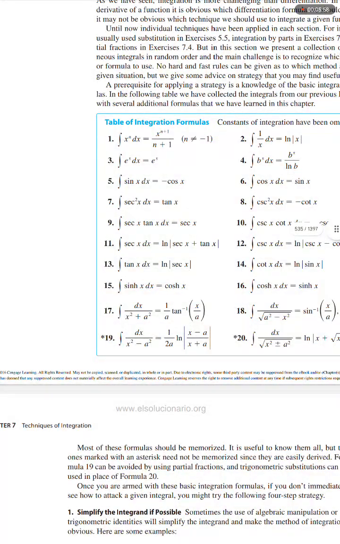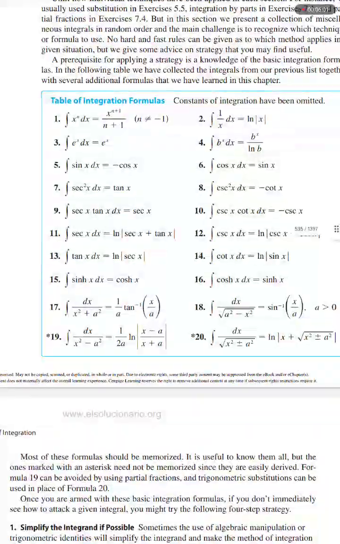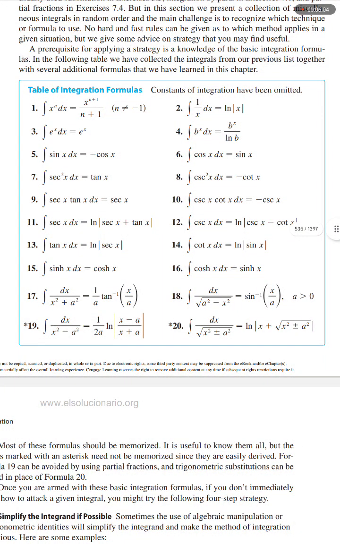Number 19, the integral of dx over x squared minus a squared equals 1 over 2a times the natural log of the absolute value of x minus a over x plus a. Number 20, the integral of dx over the square root of x squared plus or minus a squared equals the natural log of the absolute value of x plus the square root of x squared plus or minus a squared.